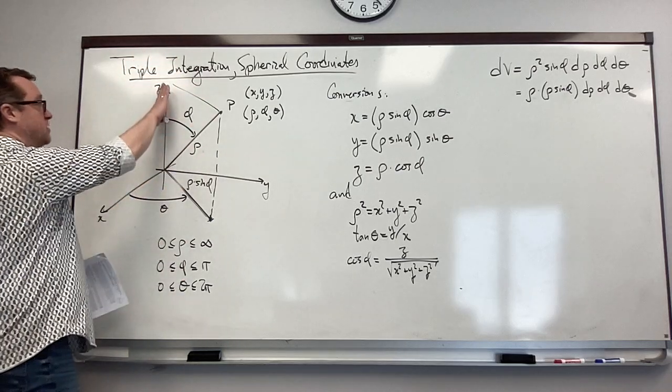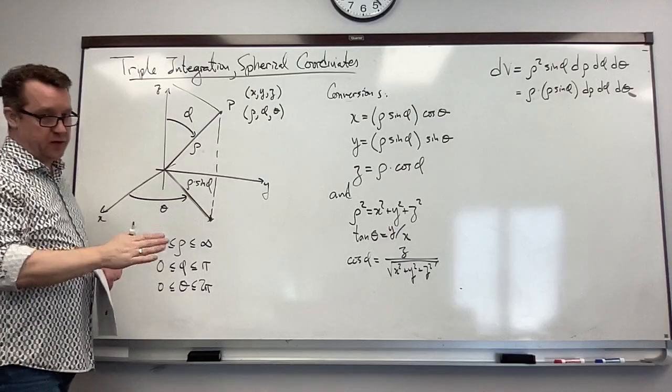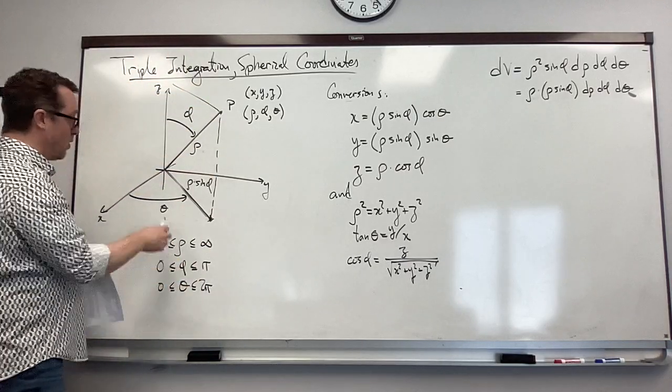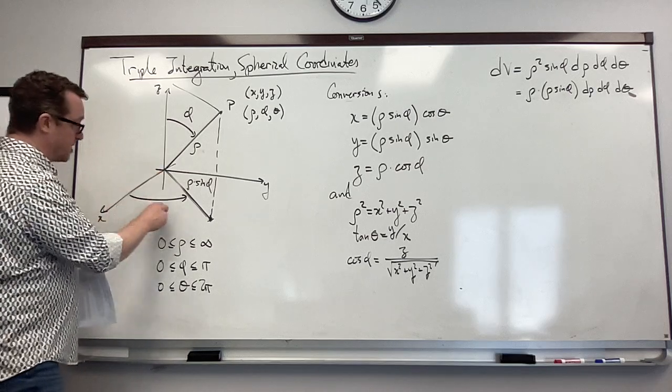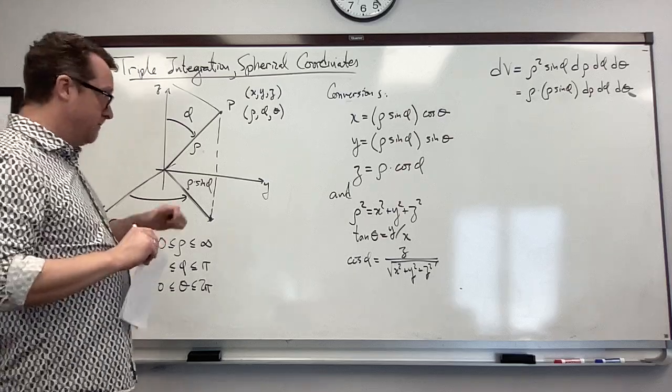Phi goes from 0, which is along the z-axis, down to pi, just to pi, not 2 pi, which would be the minus z-axis. And theta, as before, starts at the x-axis and can go all the way around 2 pi. Okay.